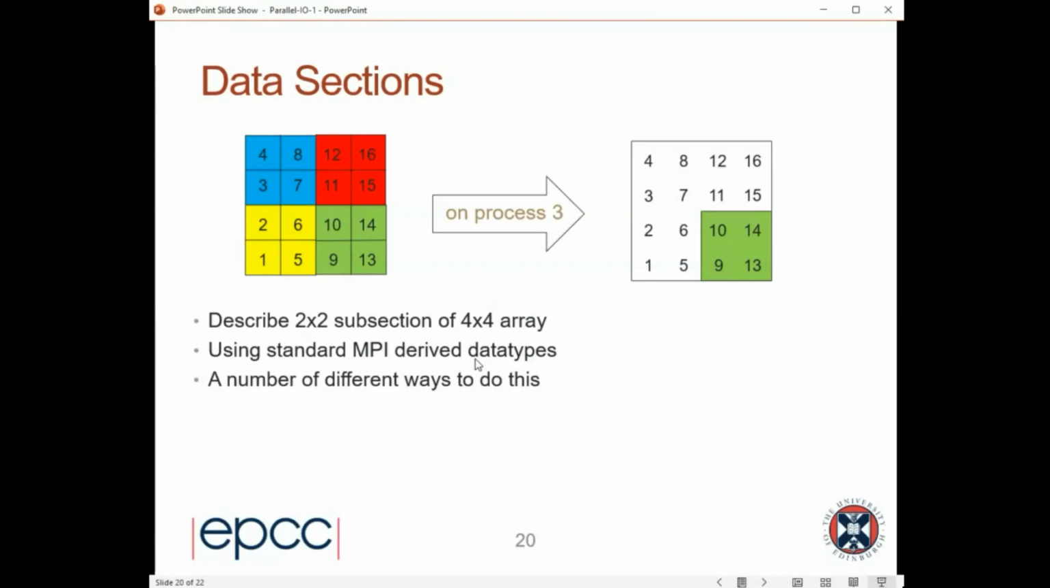MPI derived data types allow you to have data types which are subsections of large arrays, scattered data types which aren't contiguous in memory. That allows you to tell the I/O system, look, my green data isn't a contiguous section. It's elements 9, 10, 13, and 14 of the global data.